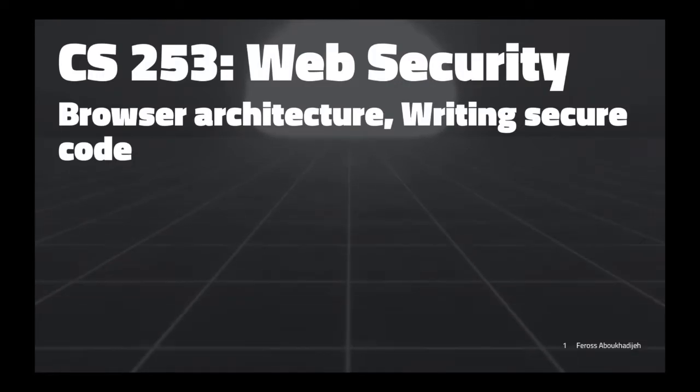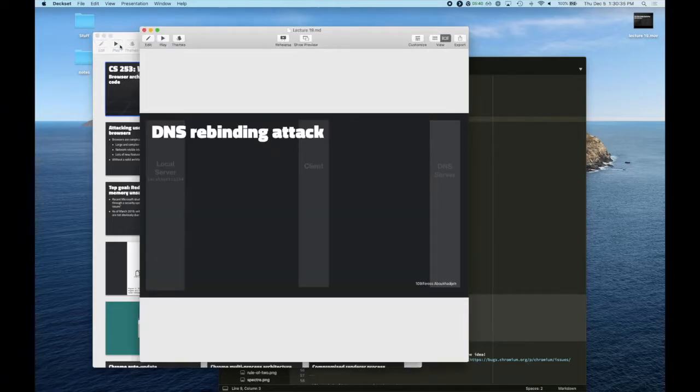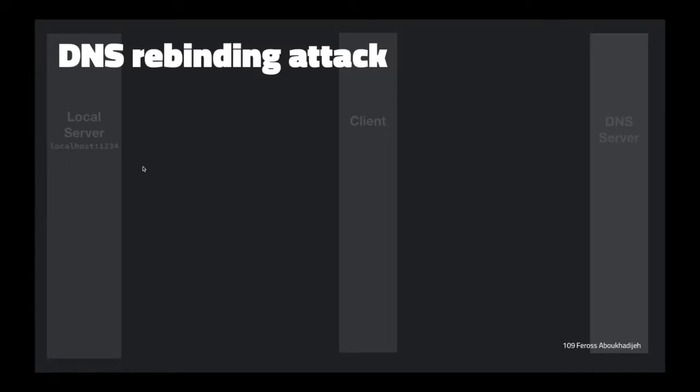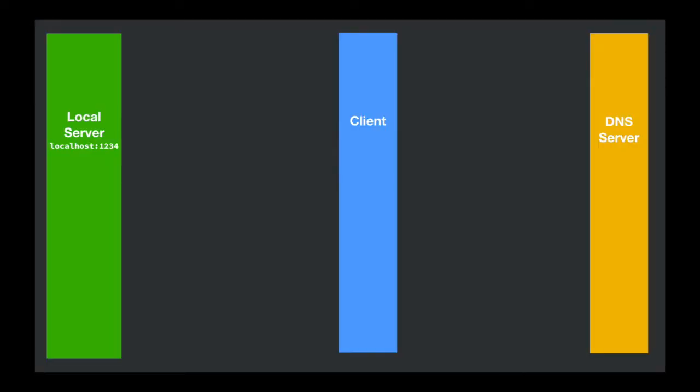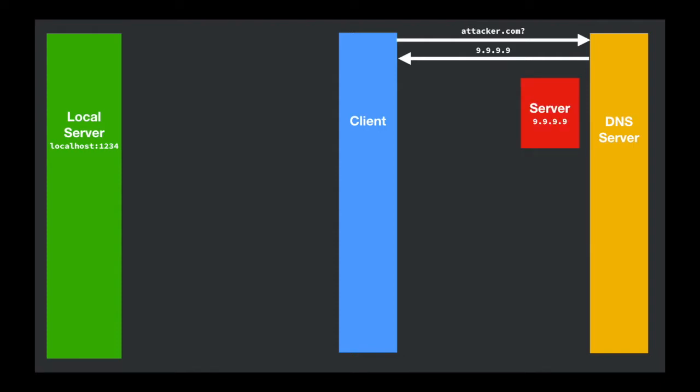We have two topics, but I want to start with the last little bit from the last lecture on DNS rebinding. So if you recall, we have a DNS rebinding attack that works like this. The browser gets navigated to an attacker's website. The browser does a DNS lookup for attacker.com. And the attacker set their response to be the actual server that they control. So the browser goes ahead and makes an HTTP request to that server, which sends back a page.